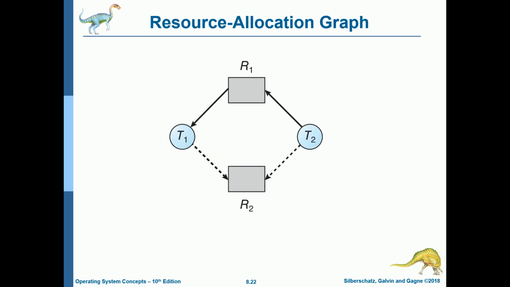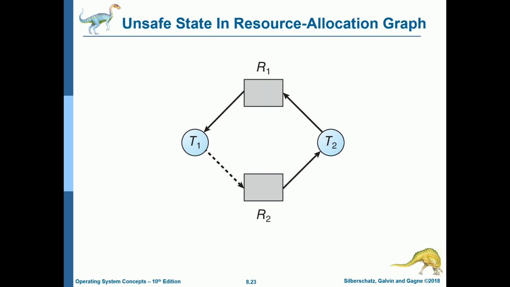To further illustrate this algorithm, let's consider the resource allocation graph here. Now, suppose a T sub 2 requests an R sub 2. Although R sub 2 is currently free, we cannot allocate it to the T sub 2, since this action will create a cycle in the graph. A cycle indicates that the system is in an unsafe state. If T sub 1 requests an R sub 2 and T sub 2 requests an R sub 1, then a deadlock will absolutely occur.